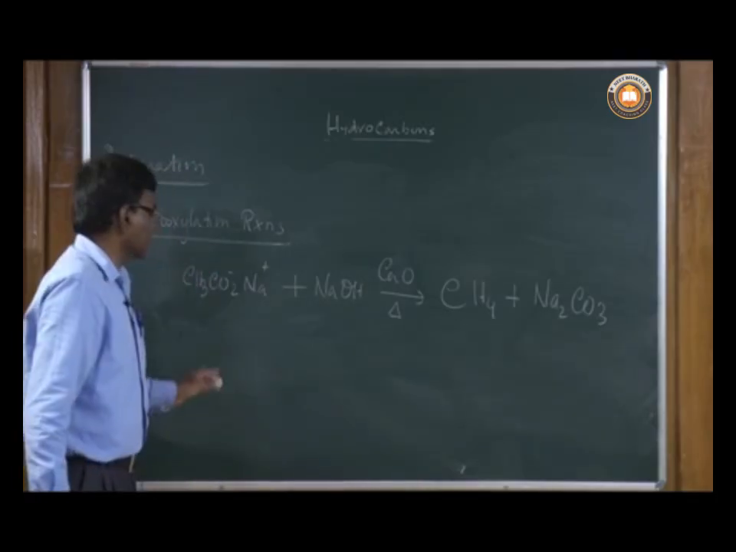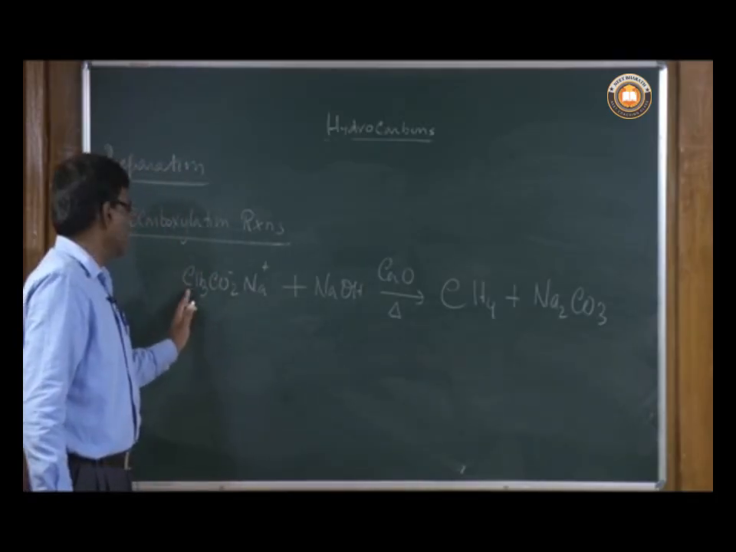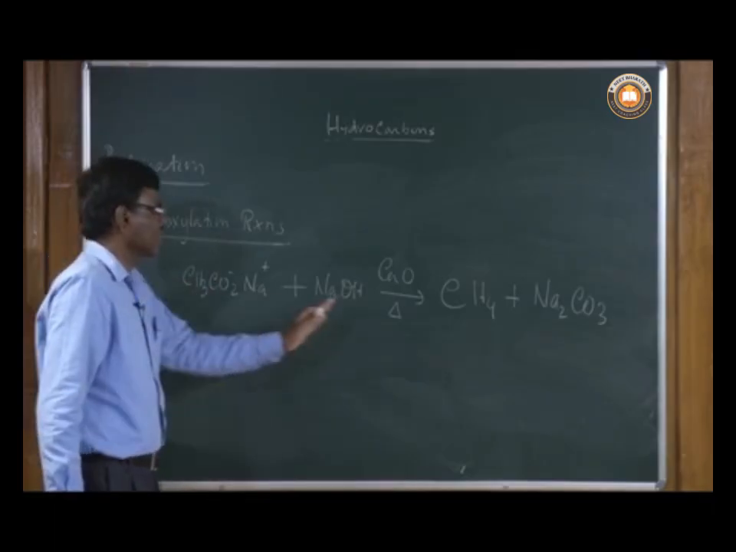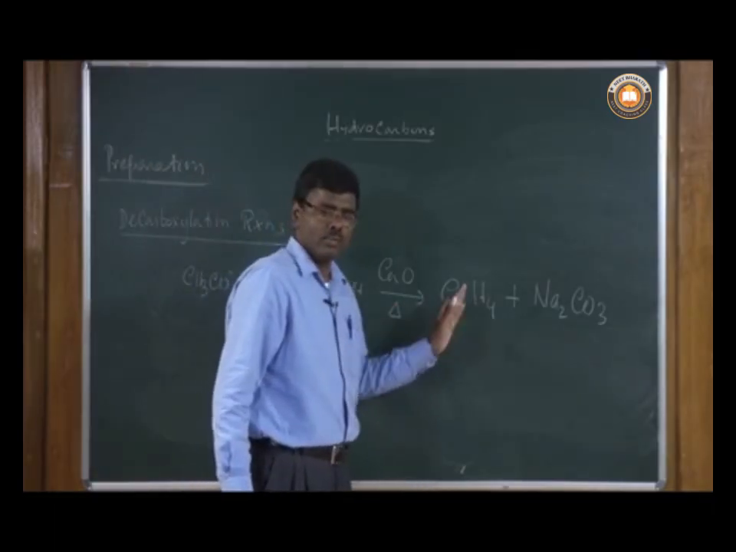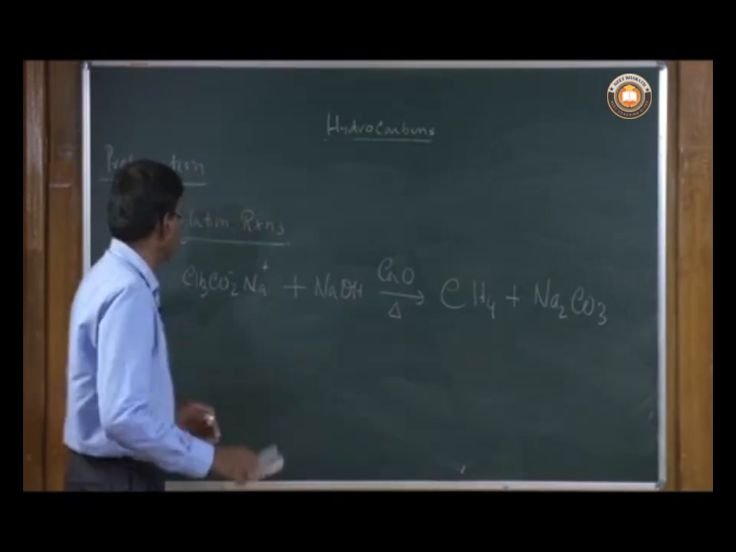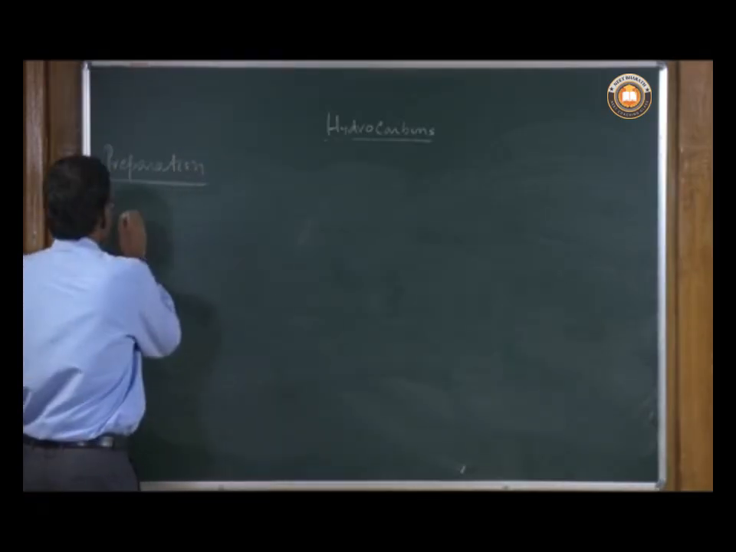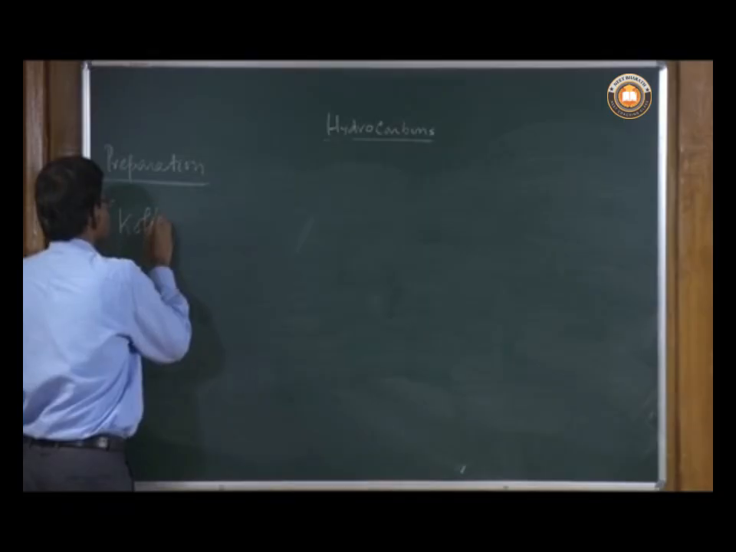This is called a decarboxylation reaction. You lose one carbon in this. Instead of two carbons, you will get a hydrocarbon, an alkane, with only one carbon. The last example is Kolbe synthesis.